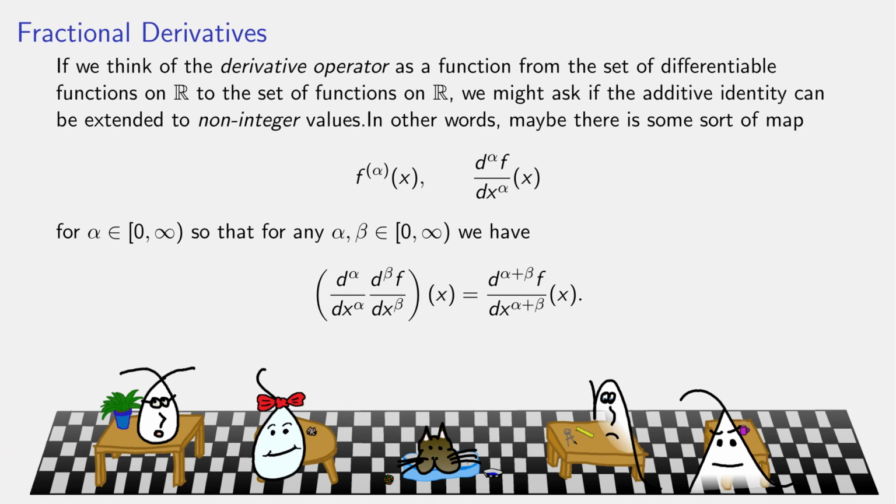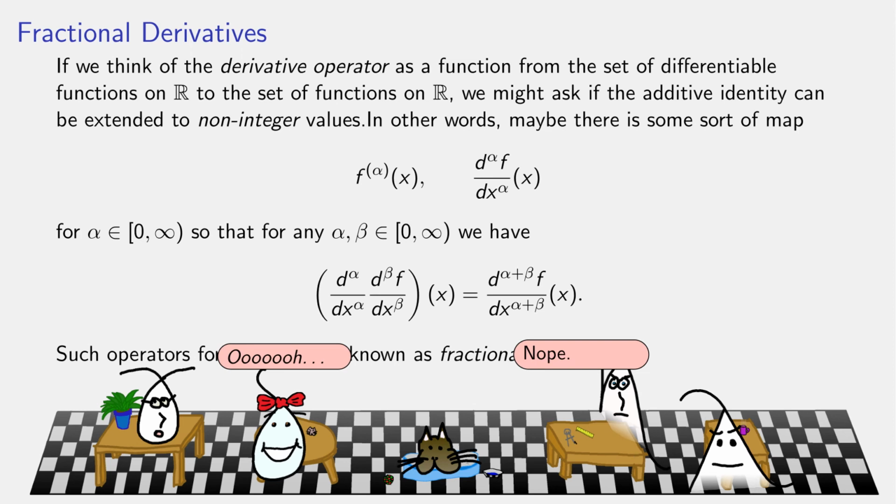I'm not requiring them to be whole numbers, which means I'm trying to come up with a definition of something like, what happens when I don't take the first derivative or the second derivative, but I take the 1.3 derivative? What would that even mean? Well, whatever it means, I want it to obey this property. We're going to call such things, if they exist, fractional derivatives.